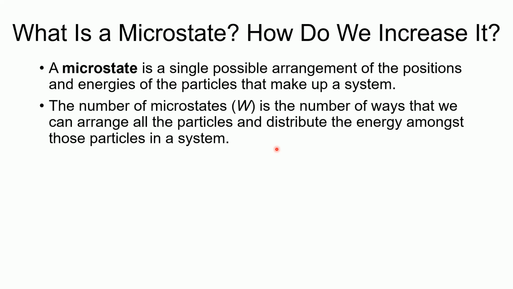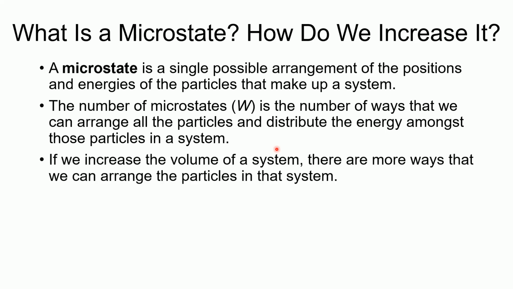The number of microstates is the total number of ways that we can arrange the particles and distribute the energy amongst the particles in a system. This is why the value W is such a large quantity. The number of microstates is going to be an almost uncountable quantity. All right? And again, it's mostly useful to think about this qualitatively: what can we do to increase the number of microstates?